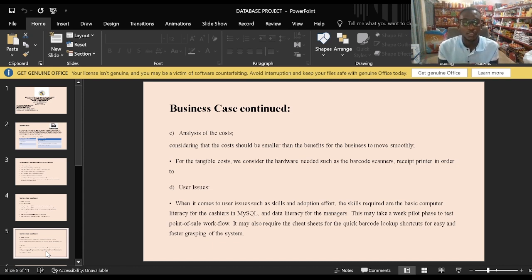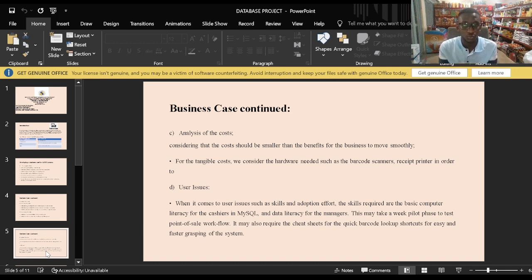As we continue with the business case, we have part C, which is the analysis of the cost. And here we have to consider that the costs should be smaller than the benefits for the business to move smoothly. What do I mean? These machines that we use, the receipts and so on, if we add up their prices and repair, they shouldn't exceed the profits that we, the managers or administrators or the owners of the business, get.